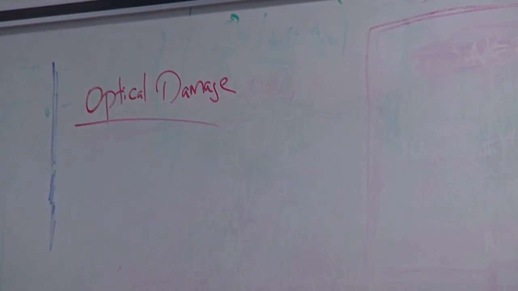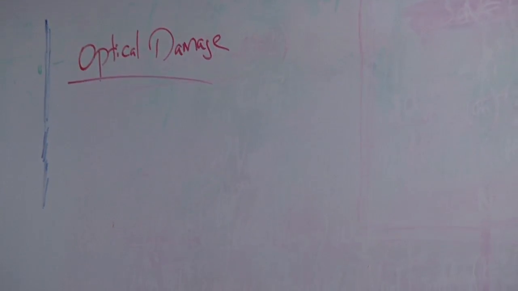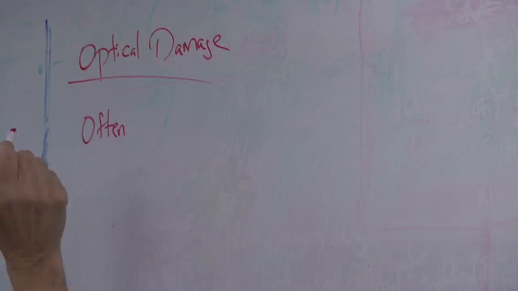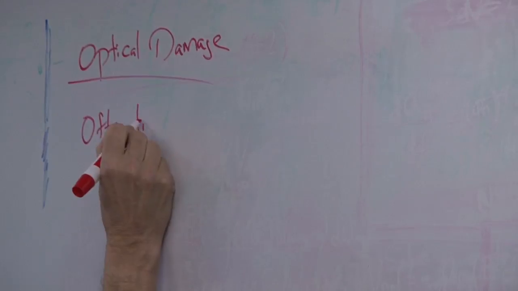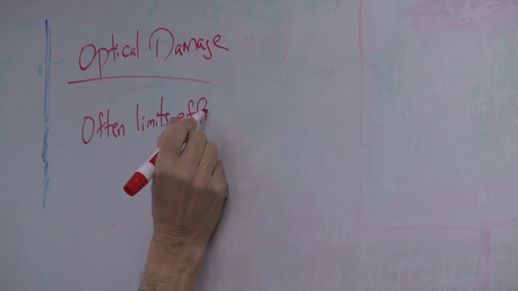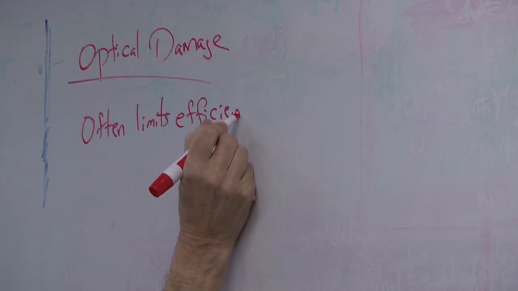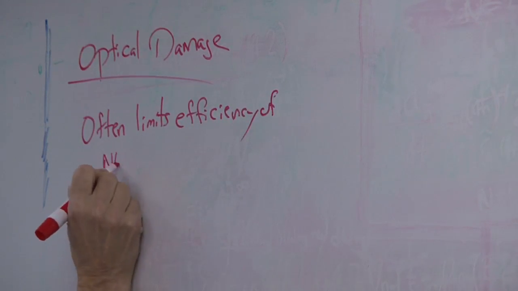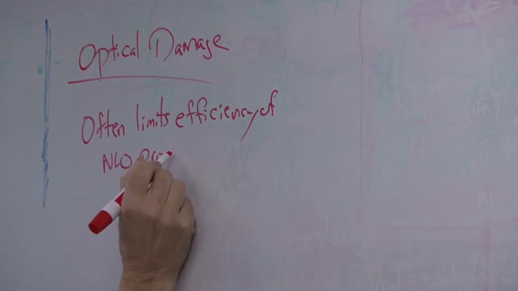Okay, why would we care about optical damage? It's because optical damage often limits efficiency of nonlinear optical processes.